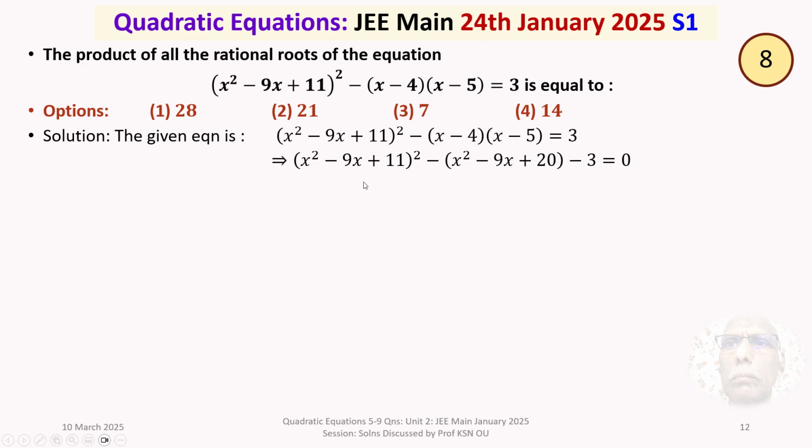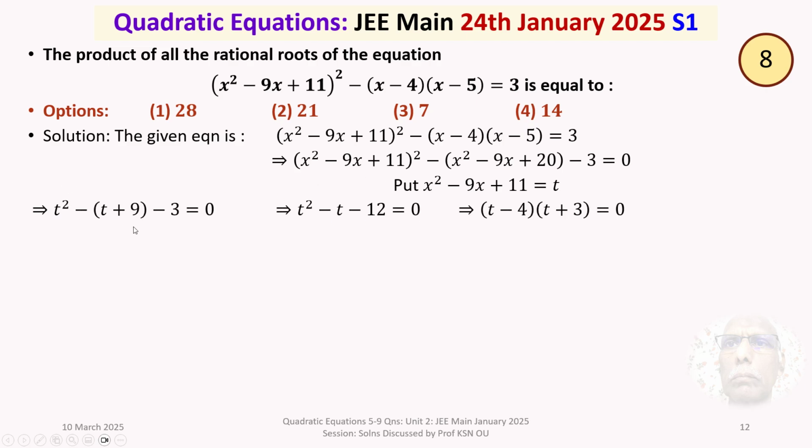In this, substitute t for x square minus 9x plus 11. Then when x square minus 9x plus 11 is t, x square minus 9x plus 20 will be t plus 9. Right. This implies t square minus in brackets t plus 9 minus 3. That is t square minus t minus 12 is equal to 0. Factorize: t minus 4 into t plus 3 is equal to 0. That is t is equal to 4 and minus 3.